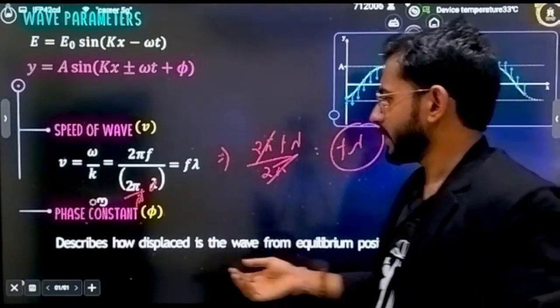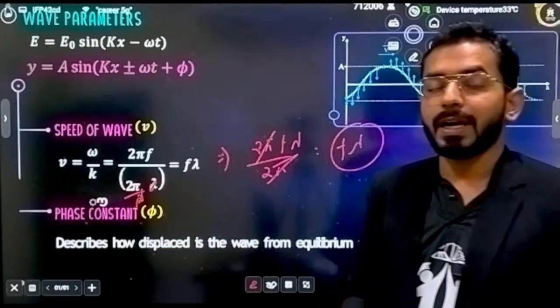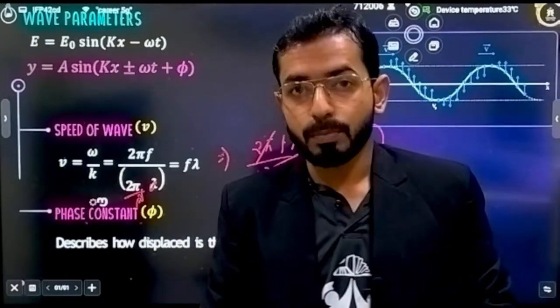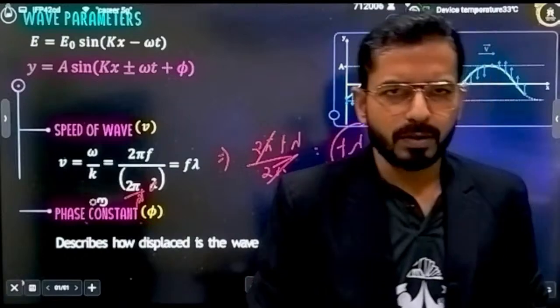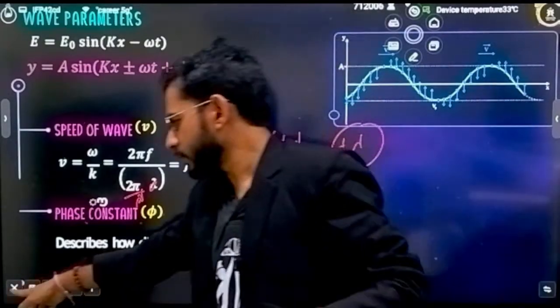Clear? Phase constant, initial phase, it will tell you about at t is equal to 0, what is the position of your particle. All these things we are familiar with from simple harmonic motion only.